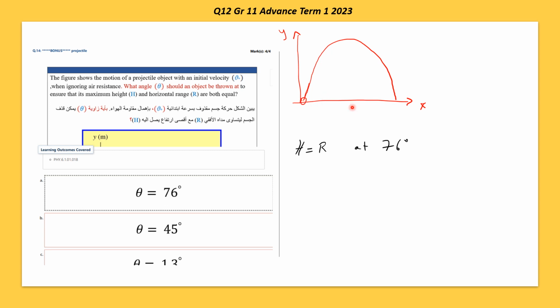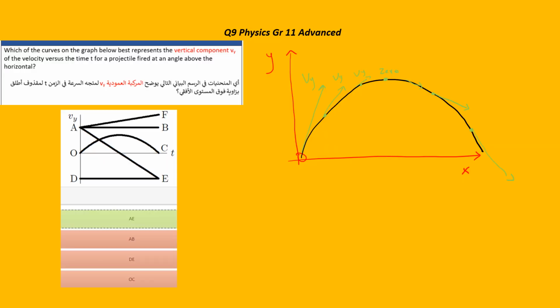Then we have the range is equal to the height. At what condition, or at what angle, is the range equal to the height? Of course, you should know that the angle 76 is the angle where h is equal to R. Continue to the next question here.